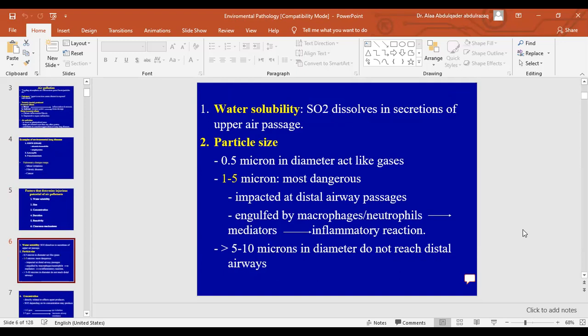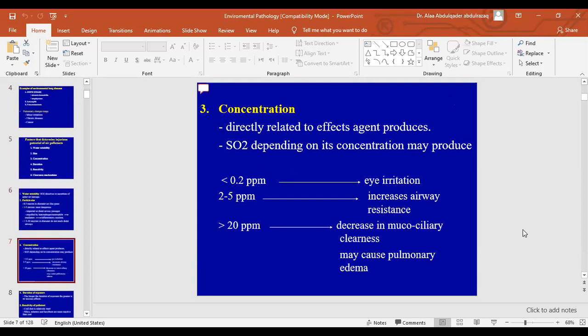1 to 5 micron, mostly dangerous, impacted at the distal airway passages, engulfed by macrophages and stimulate the neutrophil to produce mediators leading to the inflammatory reaction. More than 5 to 10 microns in diameter don't reach to the distal airways. Concentration, directly, this is related to the effect agent to produce.